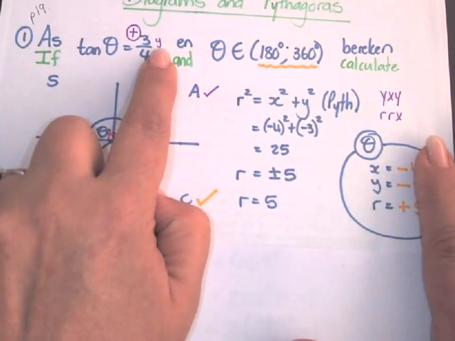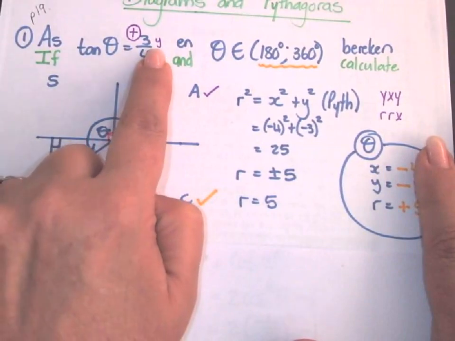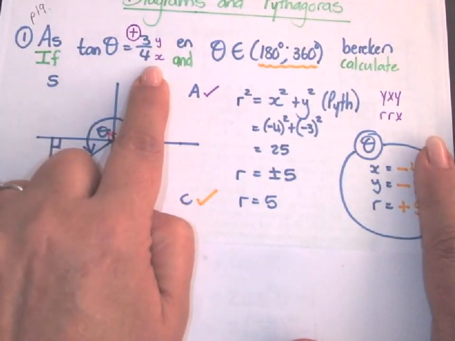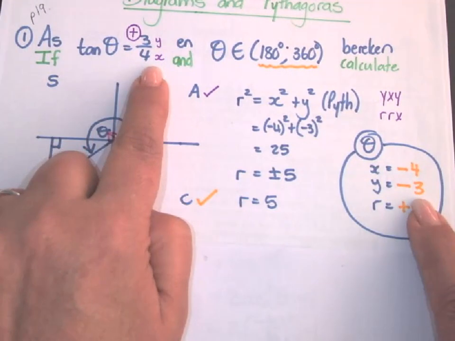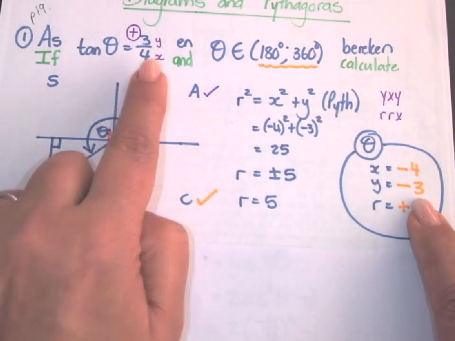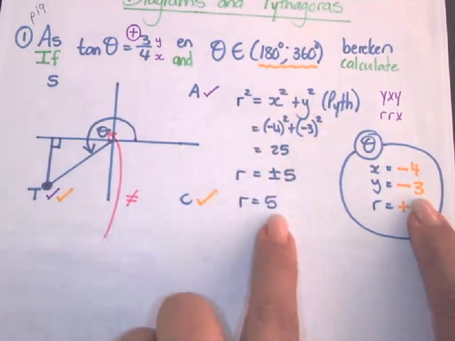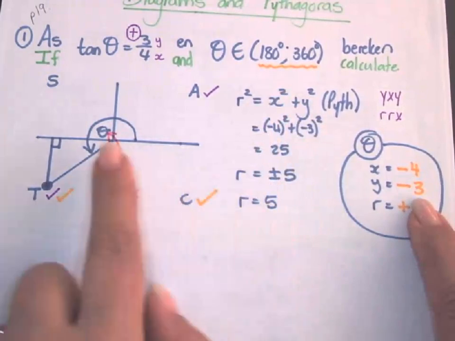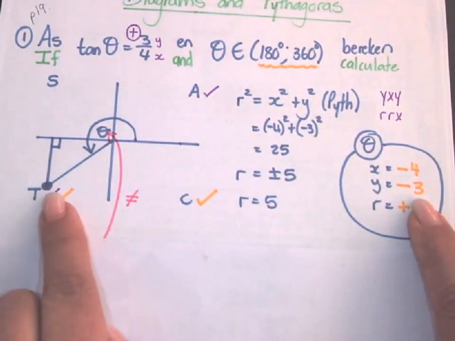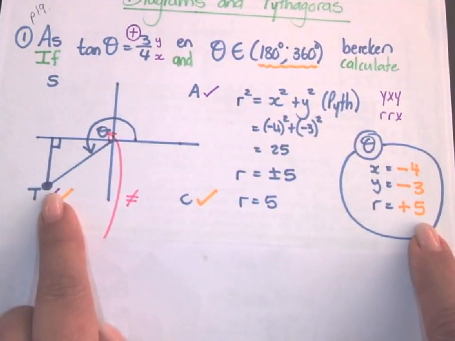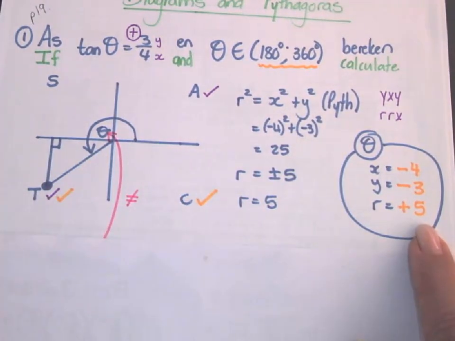Tan is y over x. So my y is 3 and my x is 4. I don't have an r, so I have to use Pythagoras to get r. And the hypotenuse is always positive, positive 5. Now you can attempt the questions.